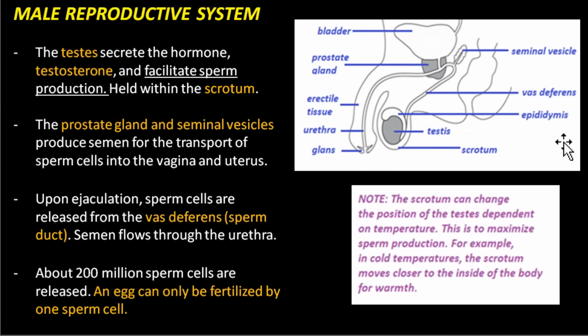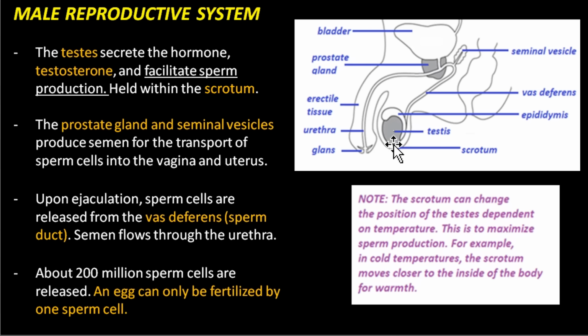Feel free to pause the video to look at the labels, but let's go through it here. The testes secrete the hormone testosterone, and this helps to facilitate sperm production. This is held within the scrotum. Now, the scrotum is a sac that holds the testes, and this can change position depending on temperature because sperm production occurs at a certain temperature. And of course, this is to maximize sperm production. So for example, in colder temperatures, the scrotum would move closer to the inside of the body for warmth.